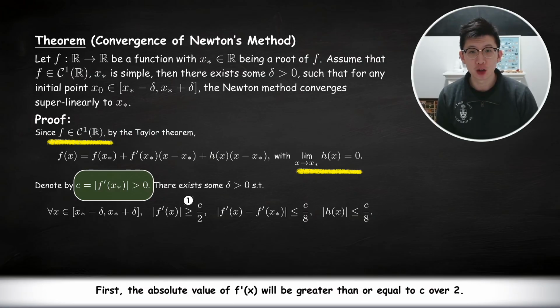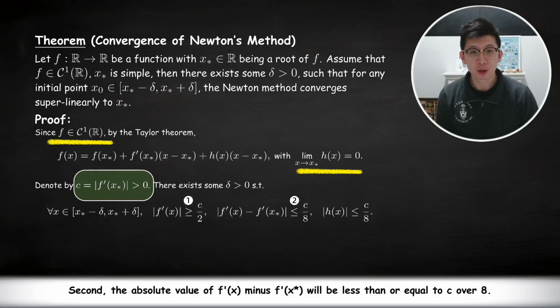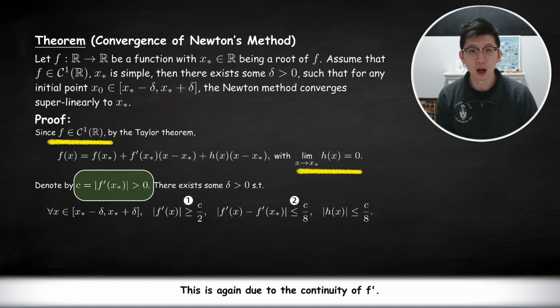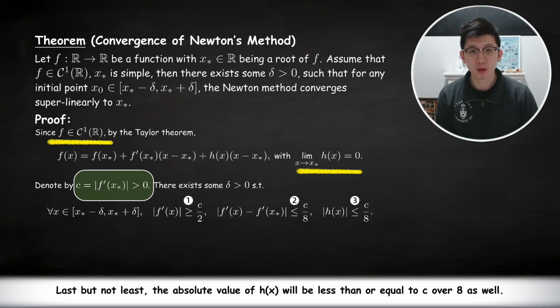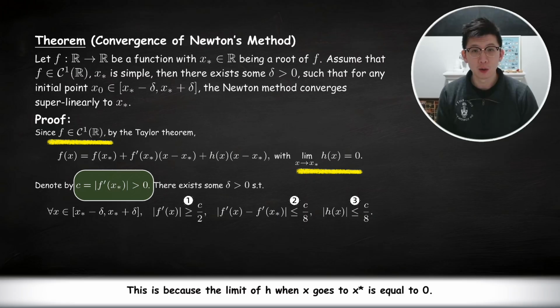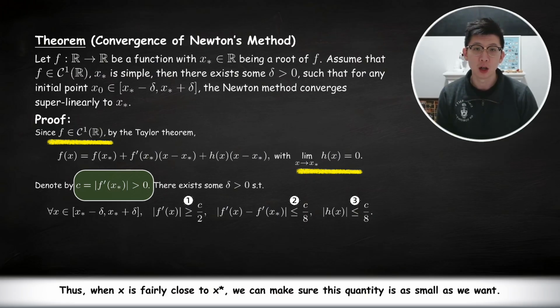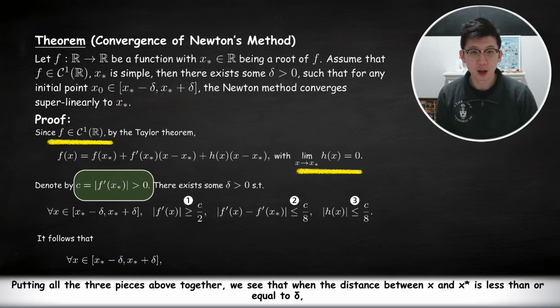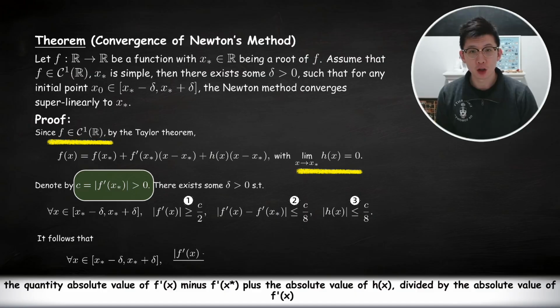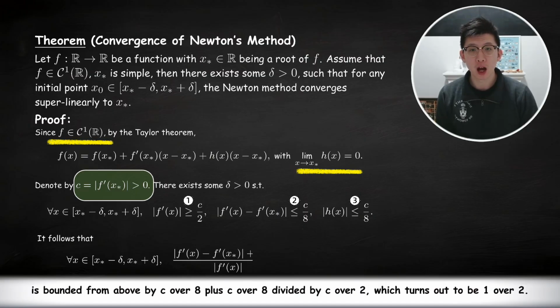First, the absolute value of f prime (x) will be greater than or equal to c over 2. This is due to the local sign definiteness for a continuous function. Second, the absolute value of f prime (x) minus f prime (x star) will be less than or equal to c over 8. This is again due to the continuity of f prime. Last but not least, the absolute value of h(x) will be less than or equal to c over 8 as well. This is because the limit of h when x goes to x star is equal to 0. Thus, when x is fairly close to x star, we can make sure this quantity is as small as we want. Putting all the three pieces above together, we see that when the distance between x and x star is less than or equal to delta, the quantity (absolute value of f prime (x) minus f prime (x star) plus the absolute value of h(x)) divided by the absolute value of f prime (x) is bounded from above by (c over 8 plus c over 8) divided by c over 2, which turns out to be 1 over 2.